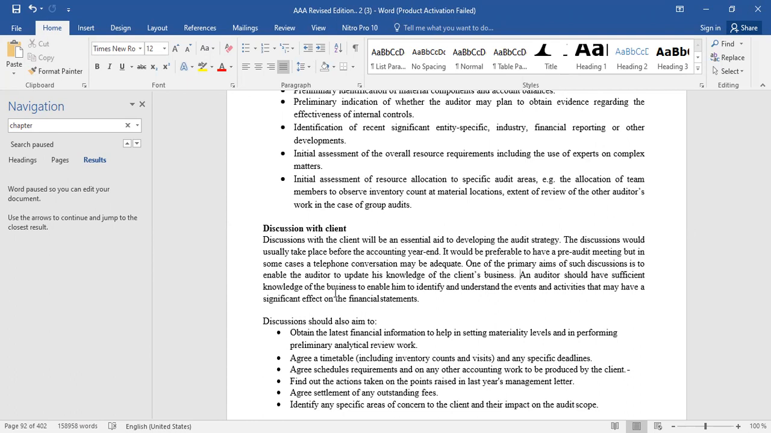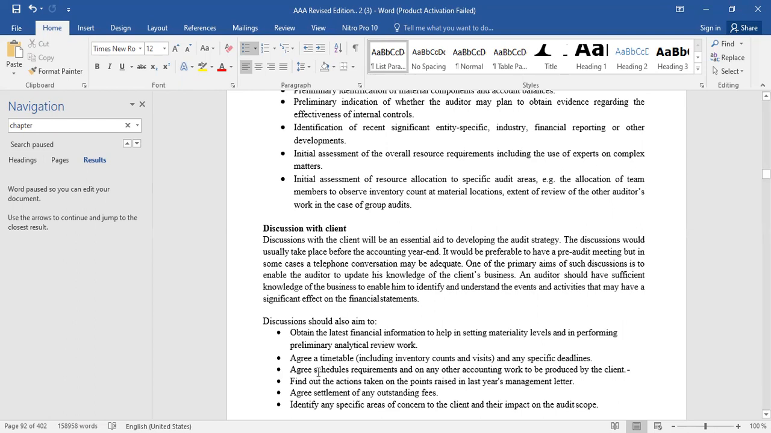Some of the discussion that you have with a client will aim at obtaining the latest financial information to help in setting the materiality level. Agree on the timetable with the client. When does the client want the report to be delivered? You can agree on that. Agree on schedule requirements and any other accounting work to be produced by the client. If there's anything, you can always write a list of requirements.